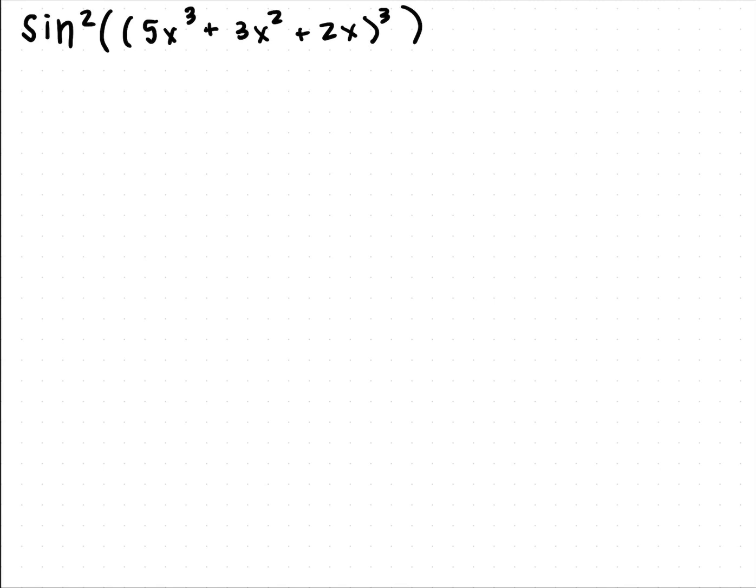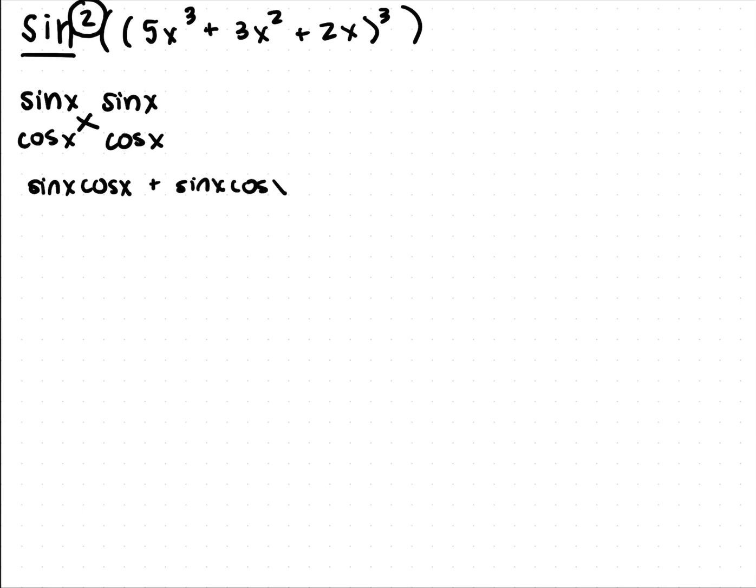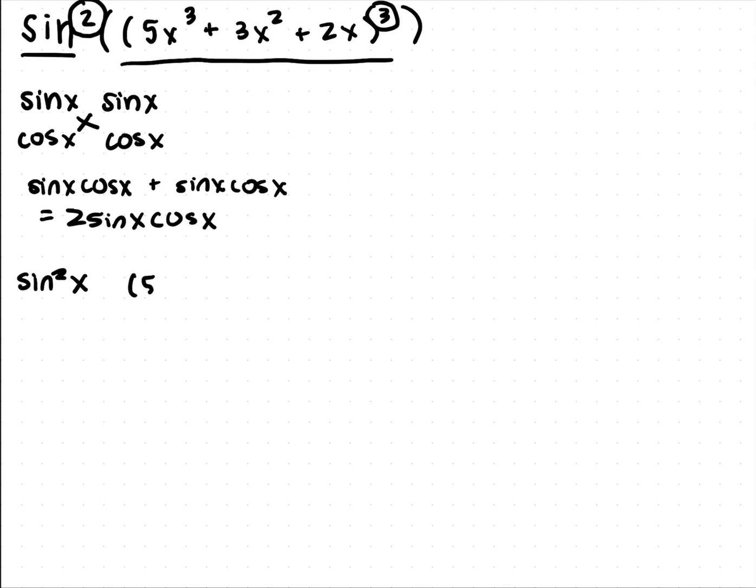Our next problem is sine squared of 5x cubed plus 3x squared plus 2x cubed. So the first thing to notice is sine is squared, which means we first have to use the power rule. And hopefully you've already learned it, but if you haven't, that's okay. Just know that the derivative of sine squared is 2 sine x cosine x. Now we're going to use the chain rule. So we'll notice that the outside function is sine squared, and the inside function is 5x cubed plus 3x squared plus 2x cubed. So let's set up our shortcut box with f of x and g of x.